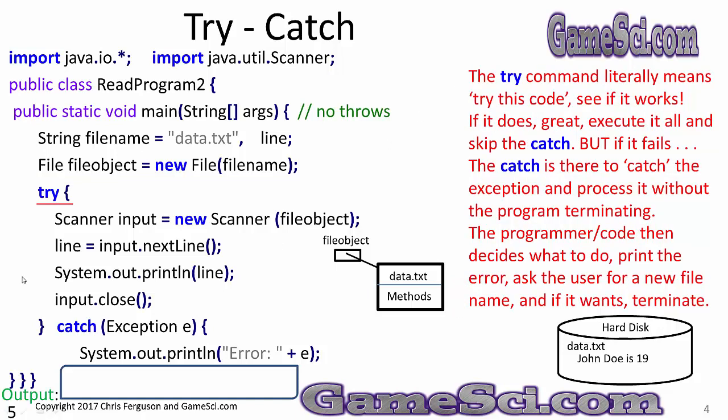The try command, here's the try command right there. The try command literally says try this code, see if it works. If it does, great, execute it all and skip the catch. But if it fails, the catch is there to catch the exception and process it without necessarily terminating the program. The programmer then decides what to do. Do you want to print the error message? Do you want to ask the user for a new file name? And if you want to, you could terminate the program. The use of try-catch allows the programmer to decide what to do when an error occurs.